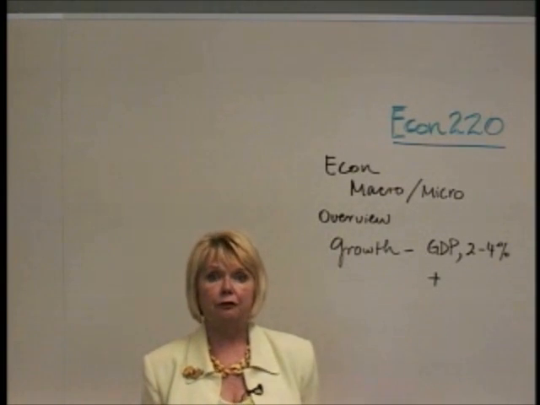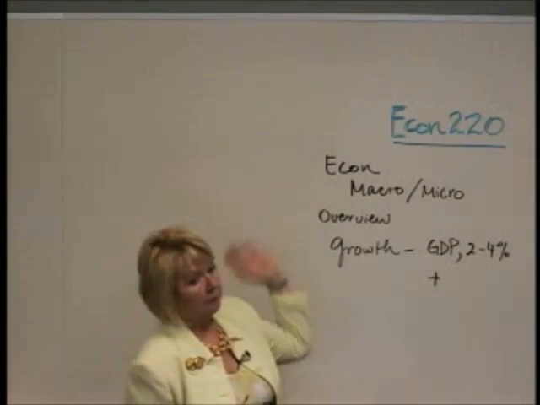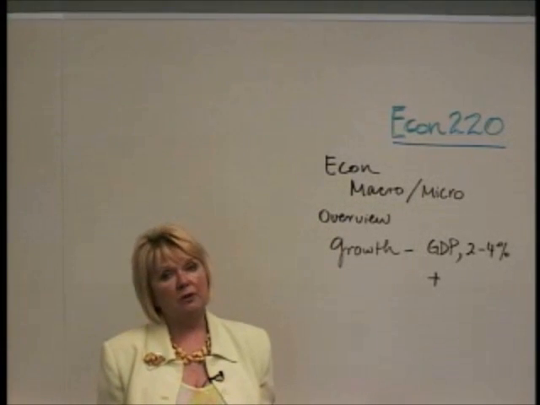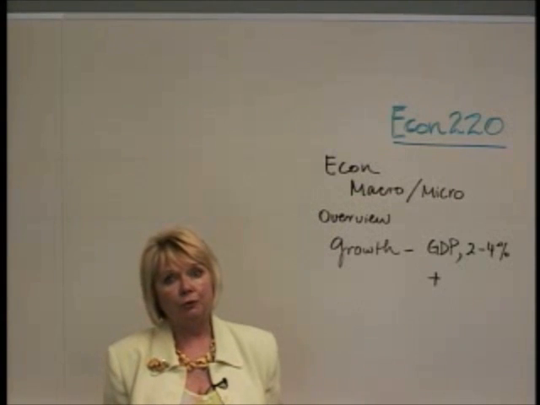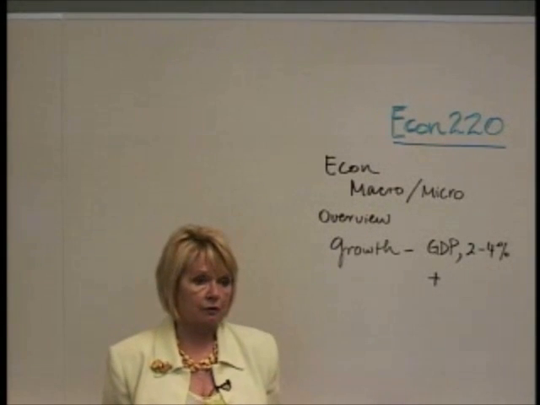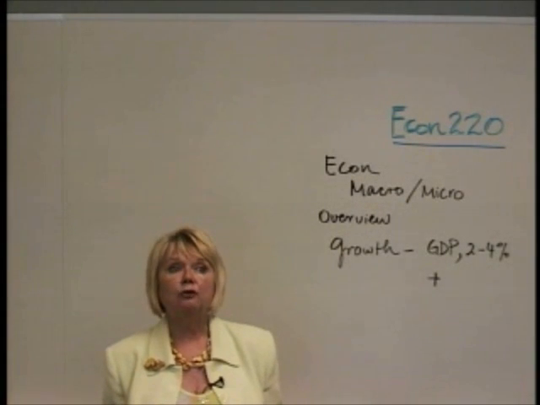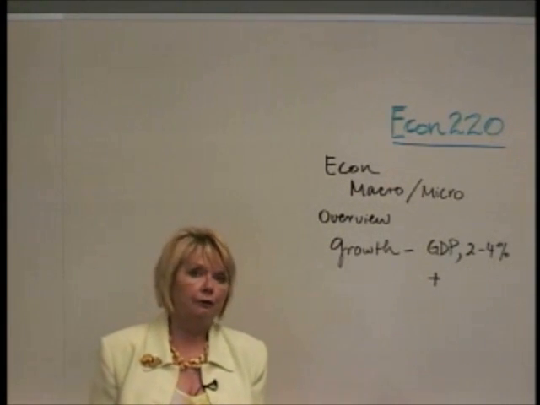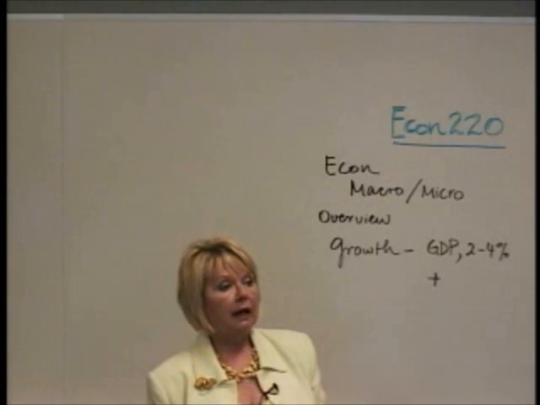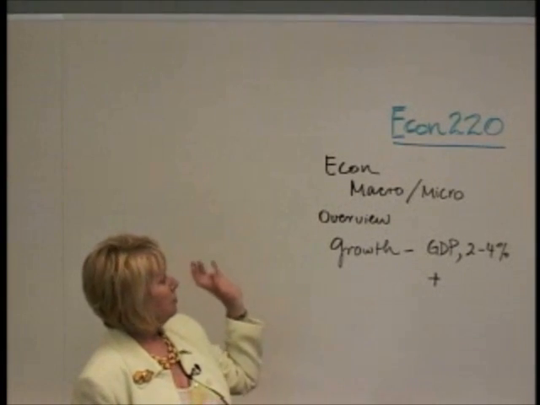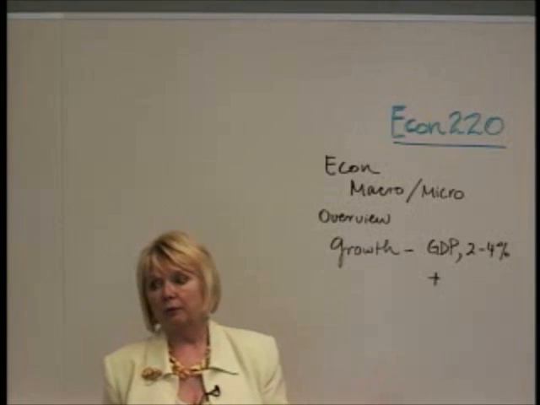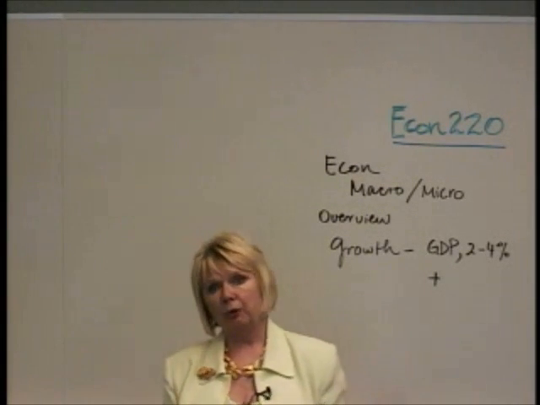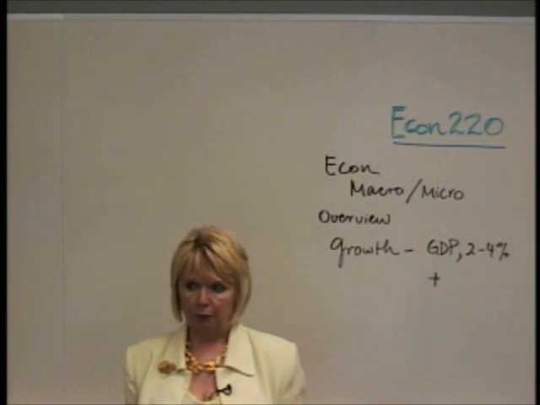Let's start with a definition of economics. Economics is a social science, and it deals with how to efficiently use a country's resources. Basically what we're saying, we would like to be able to produce as much as possible with the resources that we have. And economics is split between micro and macro. Econ 220 is macro, which looks at the economy overall, the big picture of the economy.